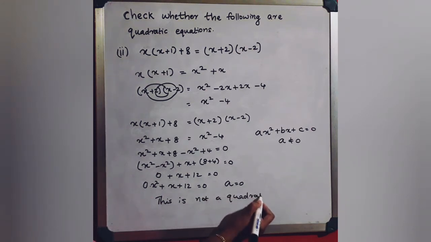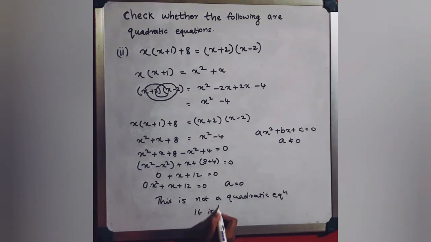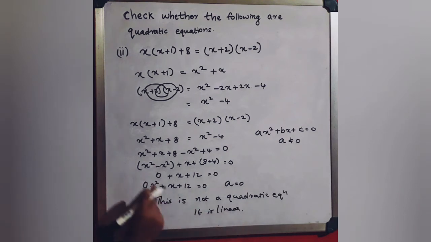It is linear, since here the coefficient of x square is 0. That is a is 0. Here the highest power of x is 1. So it is not a quadratic equation. It is a linear equation. Is it clear?